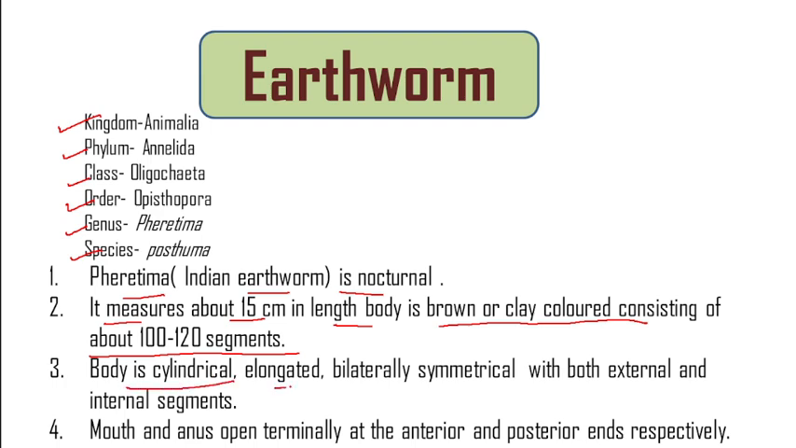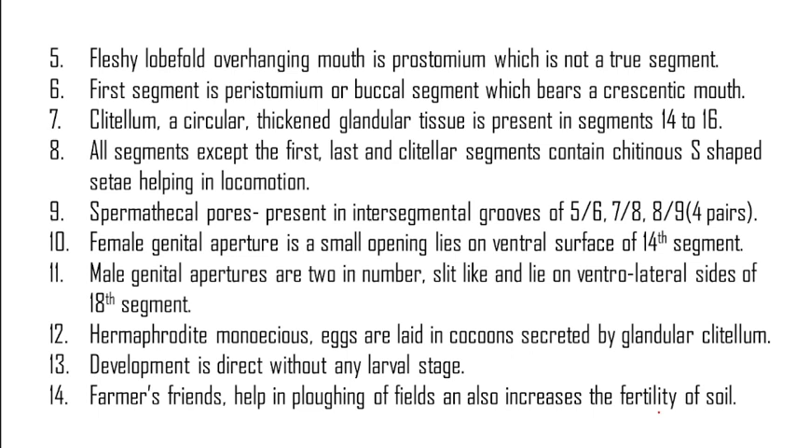Body is cylindrical, elongated, bilaterally symmetrical with both external and internal segments. Mouth and anus open terminally at the anterior and posterior ends respectively. Fleshy lobe fold overhanging mouth is prostomium.